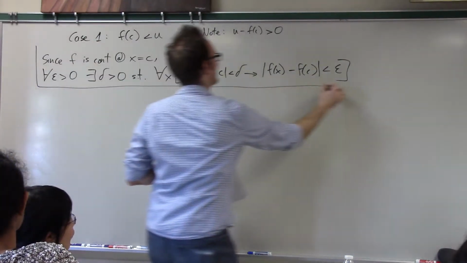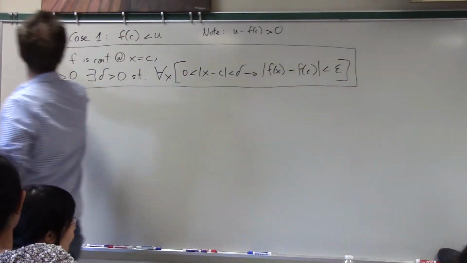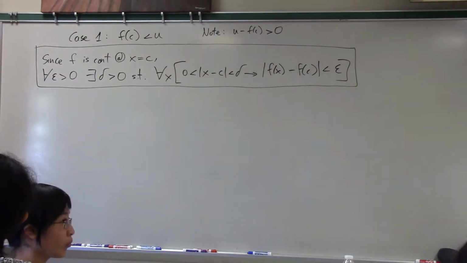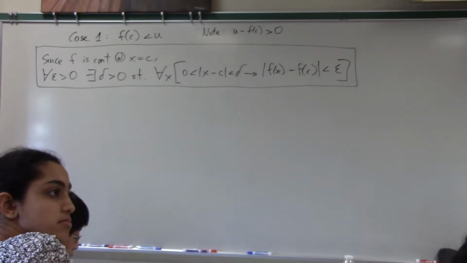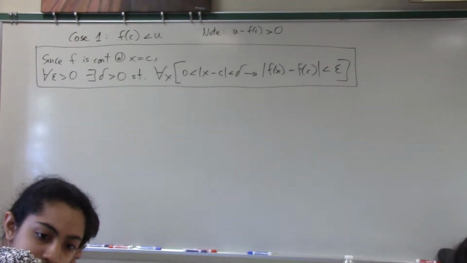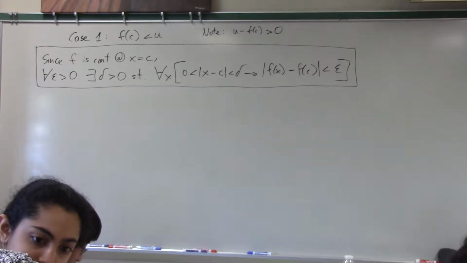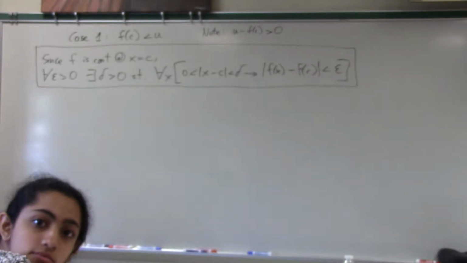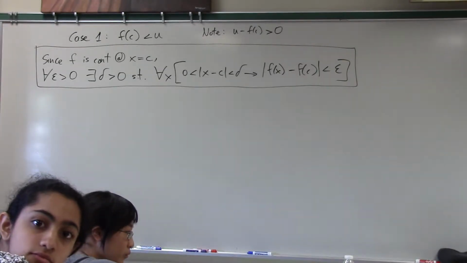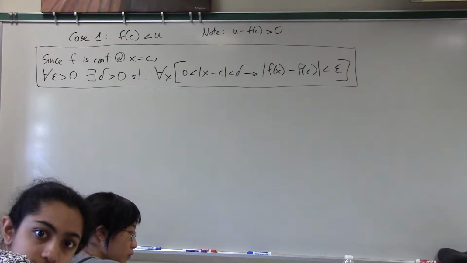This is just like background definition of what it means to be continuous. All right, and now if you look at the picture, you can tell exactly what to do, right? Because what does the picture say? The picture says, in order to get the contradiction, I need to show that there are x values which are really, really close to c but below u.